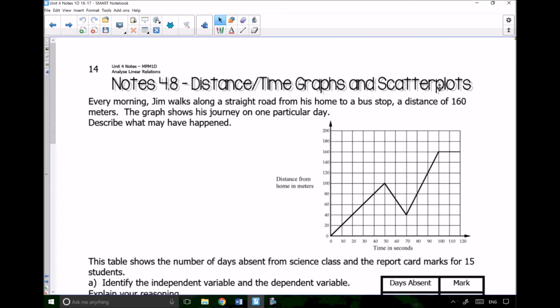Hi, ladies and gentlemen. We are looking at notes 4.8, which are on distance time graphs and scatter plots.